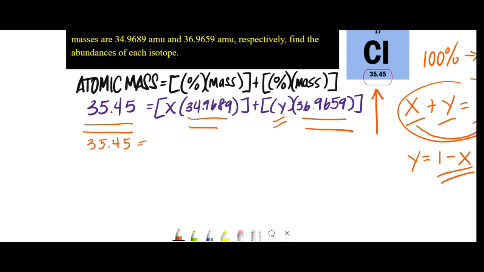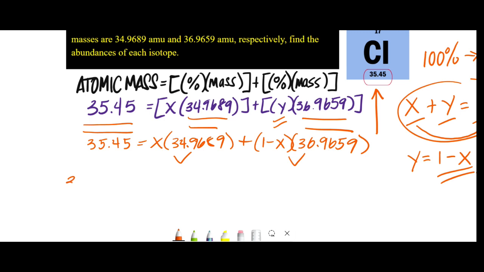So we're going to have 35.45 is equal to x multiplied by 34.9689, and that's going to be added to now 1 minus x instead of that y, multiplied by 36.9659. Okay, so you see how we did that? We got rid of the y, and now we only have the letter x to solve for. Okay, so what are we going to do first mathematically? Well, first, I'm going to figure out this part and this part.